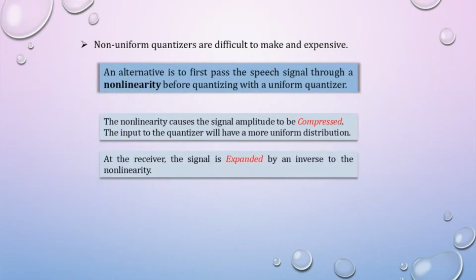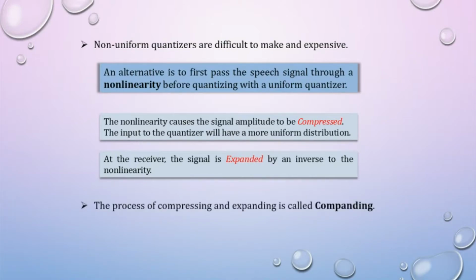An alternative is to first pass the speech signal through a non-linearity before quantizing with a uniform quantizer. The non-linearity causes the signal amplitude to be compressed. The input to the quantizer will have a more uniform distribution. At the receiver, the signal is expanded by an inverse of the non-linearity. The process of compressing and expanding is called companding.